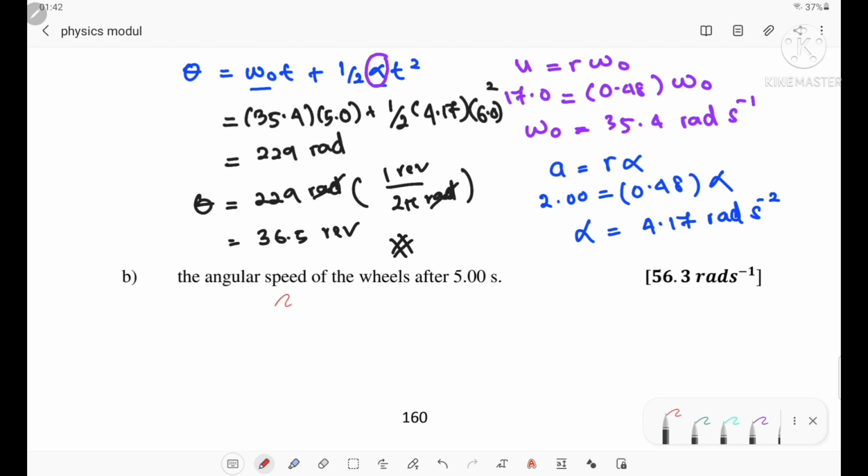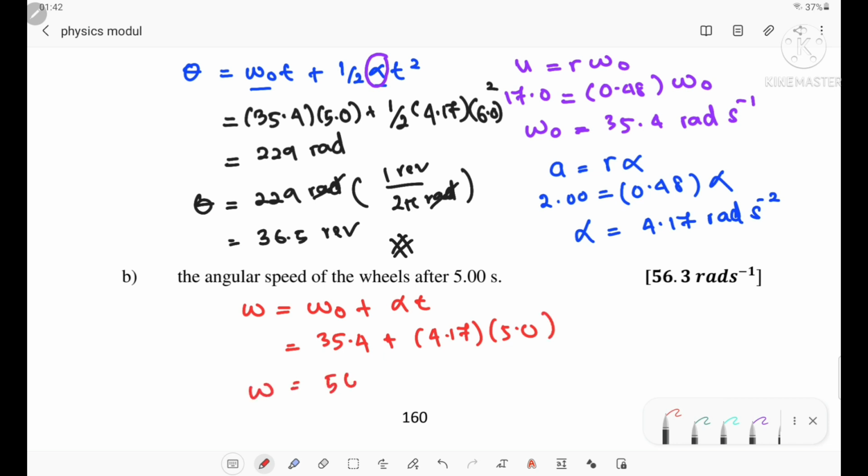For question B, calculate the angular speed of the wheel after 5 seconds. For this question, we use the equation omega equal to omega naught plus alpha t, and then substitute the value for omega naught. We have omega naught is equal to 35.4, which we already calculated in the first question, and then plus alpha, 4.17, times t, 5 seconds, and then you will get omega is equal to 56.3 radian per second.